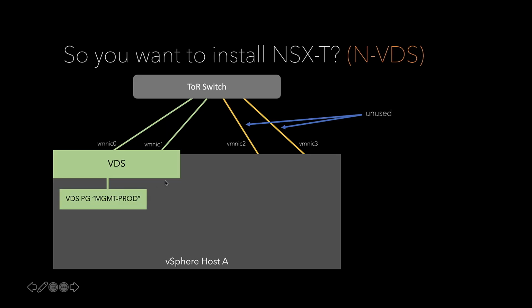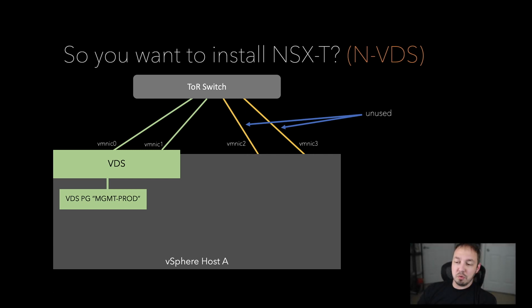So first, we're gonna talk about the NVDS option. In this case, we're looking at one vSphere host. We have vSphere host A, and we've got an existing VDS here. This VDS has two physical uplinks. We have VMNIC 0 and VMNIC 1, and VMNICs 2 and 3 are completely unused currently.